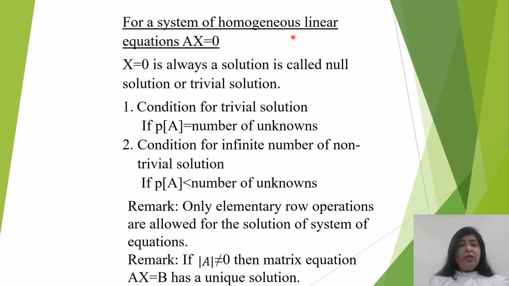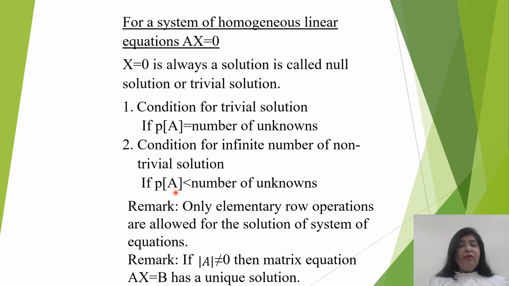Now what about a homogeneous system of linear equations? Now our AX = 0. This system is said to be a homogeneous linear system of equations. In this equation, X = 0 is always a solution, and it is said to be the null solution or the trivial solution. Now if the rank of A is equal to the number of unknowns, then this is the condition for the trivial solution. The unknowns are x1, x2, x3 if we are taking a system of 3 equations in 3 unknowns.